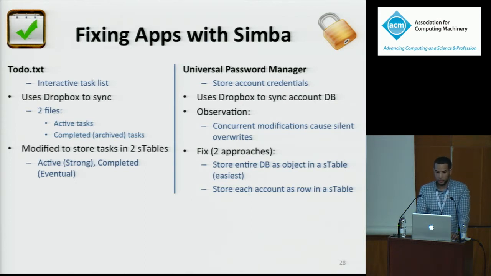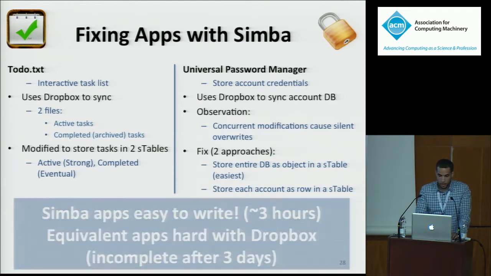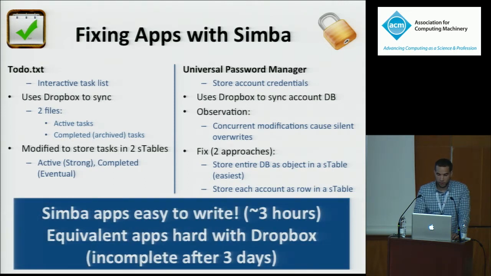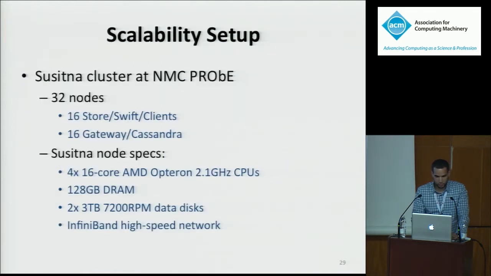So we ported this app with two different approaches. First, we simply stored the entire database as a Simba object, but this has limited ability for efficient changes. And second, we ported each account to a single row in an S-table. Together, both of these ports took only a few hours. So Simba makes it easy to write consistent apps. And in our FAST paper, we attempt to implement equivalent apps with Dropbox, but find this is hard. There's more detail about that in that paper.